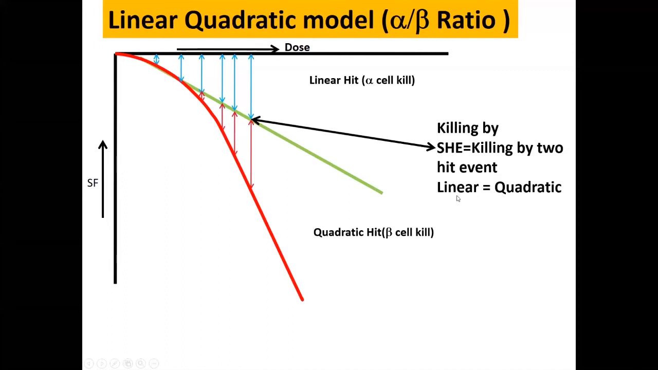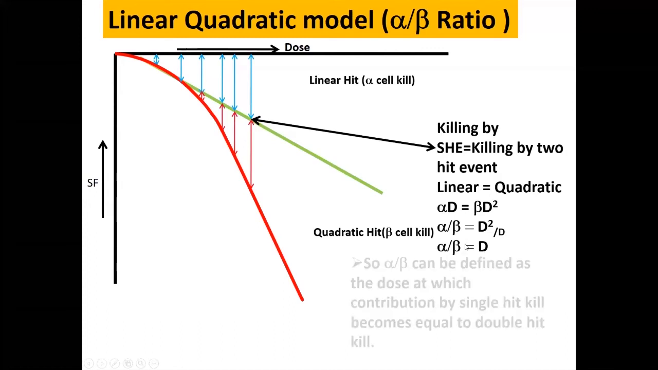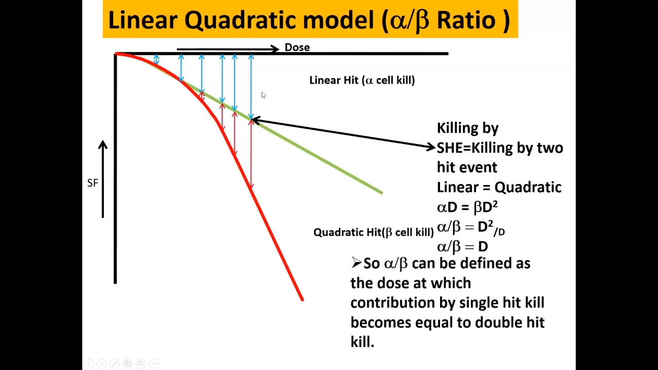Linear kill is alpha D, so it is equal to beta D square. Now bring beta to the left hand side and D to the right hand side, then alpha beta ratio is D square upon D, and when you calculate, the alpha beta ratio is equal to D. So the alpha beta ratio is nothing but the dose at which the two processes of cell kill become equal.